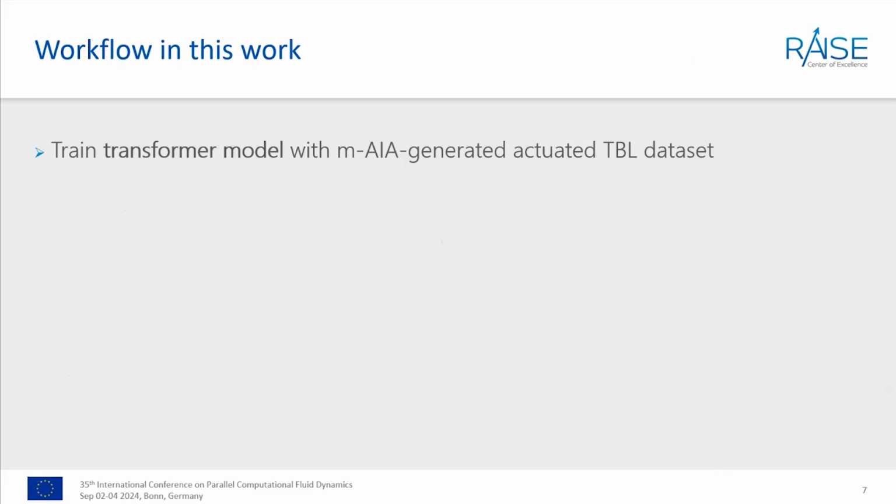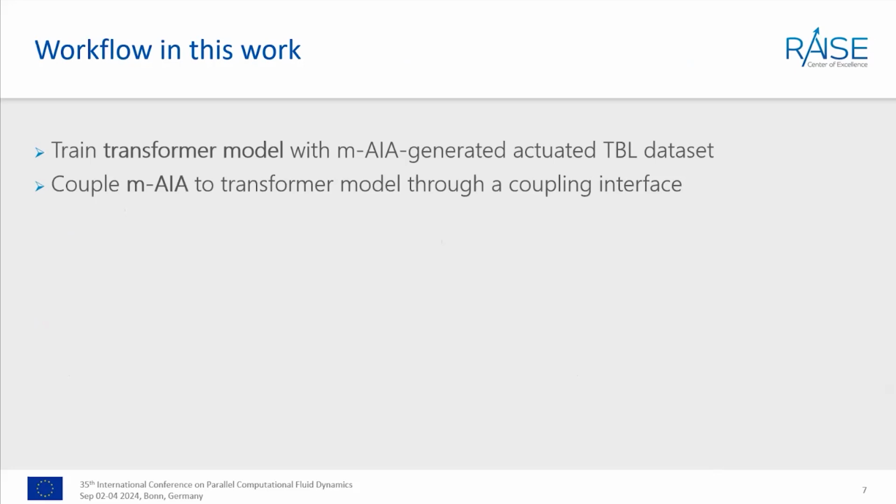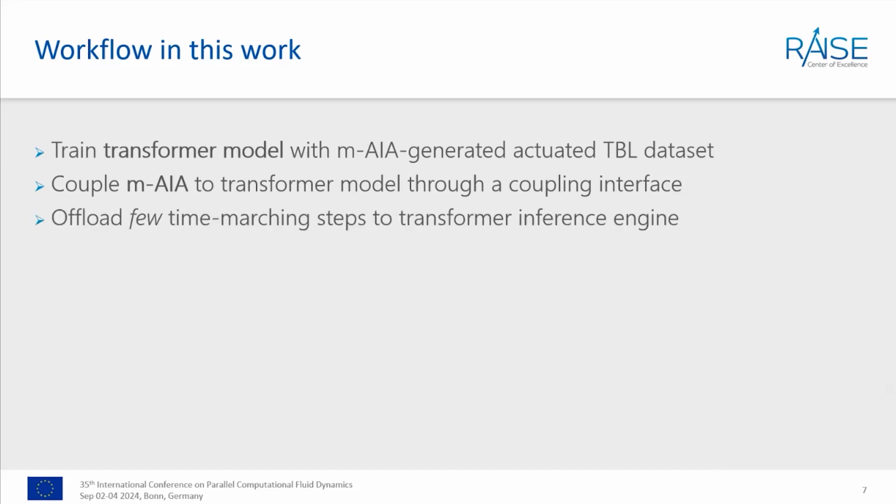And so how does the workflow look? First we train the transformer model, which is trained on the m-AIA based actuated turbulent boundary layer dataset. m-AIA is the flow solver developed at the Institute of Aerodynamics at Aachen University. The next step is then to couple m-AIA to the transformer model. Once we have this trained transformer model, we would like to couple them, and then offload, let's say, a few time marching steps to the transformer inference engine. Out of this, the coupling step is still ongoing, so we still face some challenges there.